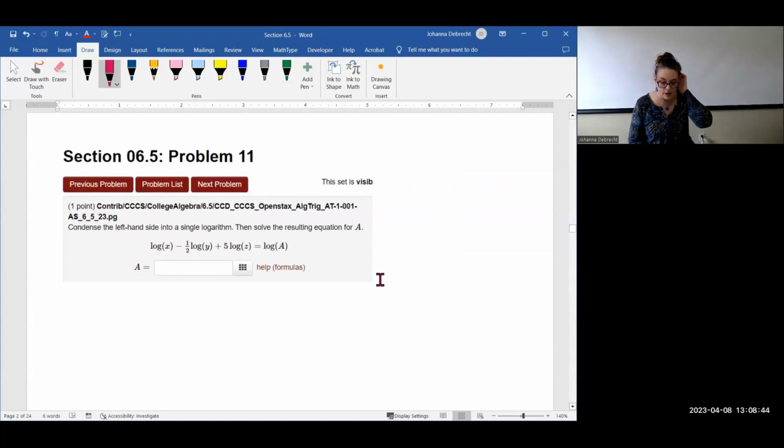Okay, let's take a look at number 11. Number 11 is very similar. And number 11, we are also condensing it. So let's go ahead and pause the video, work this one out, and then turn the video back on and we'll compare our answers.